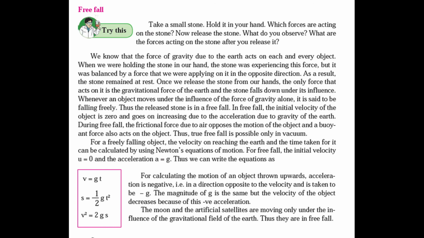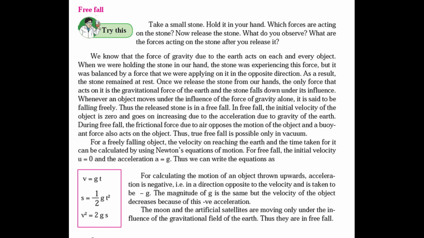calculated by using Newton's equations of motion. For free fall, the initial velocity u is 0, and acceleration a is equal to gravitational acceleration g, so we can write the equations as v = g t, s = half g t square, and v square = 2 g s.